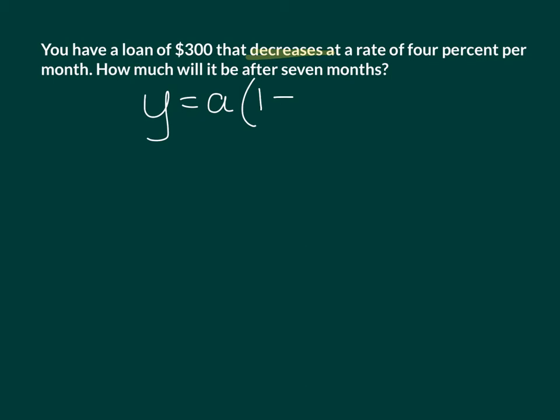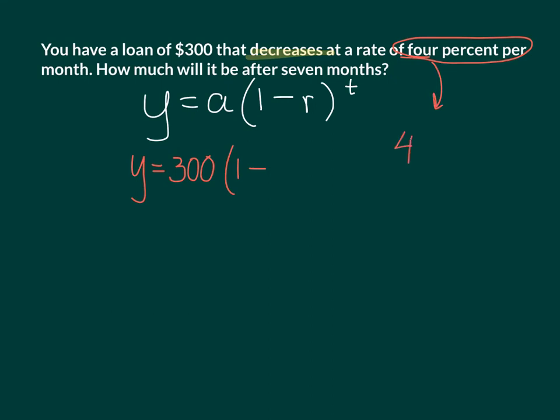So as we look at this problem, it's 4%. Okay, so 1 minus the rate times however much time. Actually, I'm going to take away the x. I'm going to put a time there, whatever the time is. Okay, so let's start filling in. Y equals whatever our amount that we're starting with, 300 times 1 minus. Okay, so 4% as a decimal is 4 over 100.